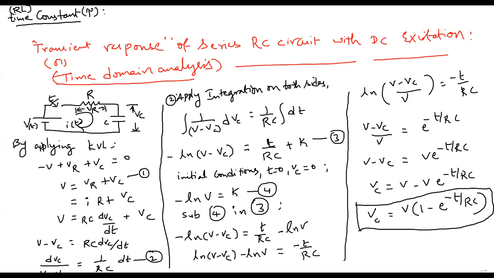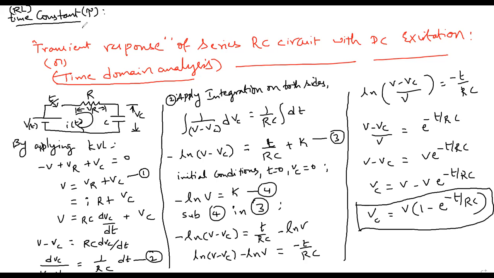Note down quickly the definition of that. It is defined as the ratio of inductance to resistance of given RL circuit. Understand? It is defined as the ratio of inductance to resistance of given RL circuit.